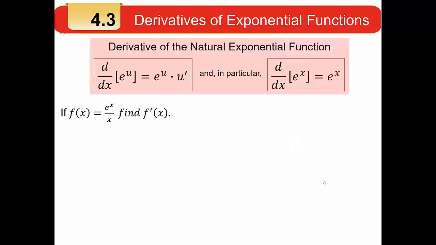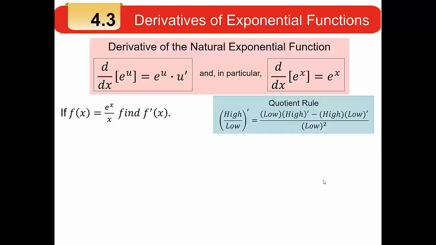Let's do another. What if f of x is equal to e to the x divided by x, and we want to find the derivative f prime of x? Well, this time you have an exponential in the numerator, but basically this is a quotient rule. So remember, the quotient rule, the way I think of it, is high over low. So the derivative of high over low is low d high minus high d low over low low, or low squared. So you've got low times the derivative of high minus high times the derivative of low over low squared.